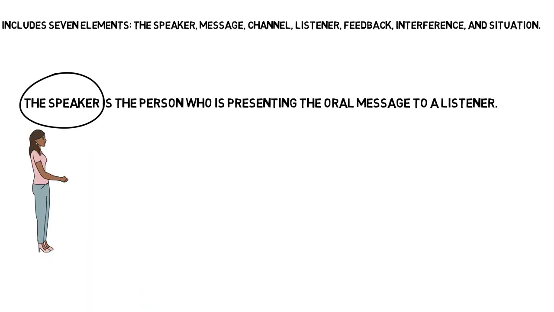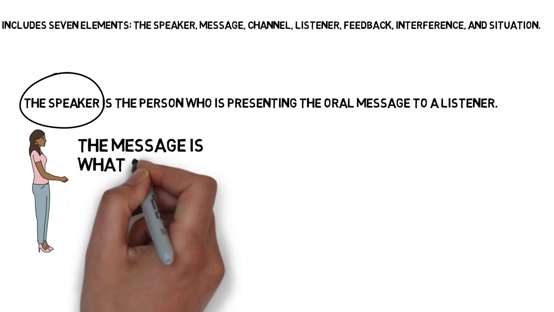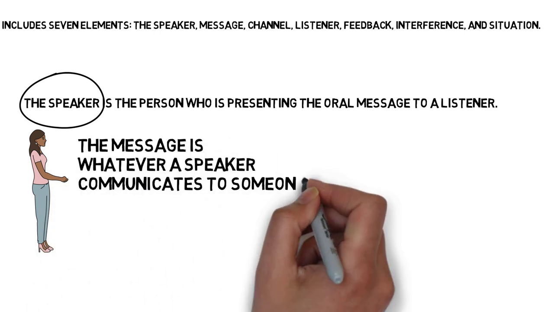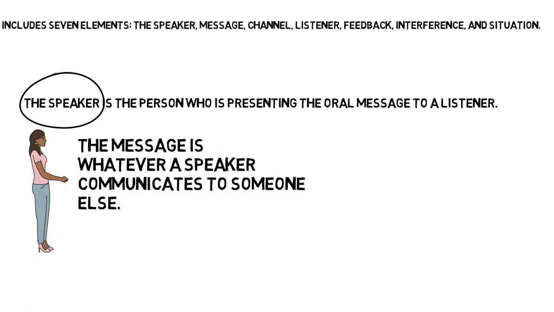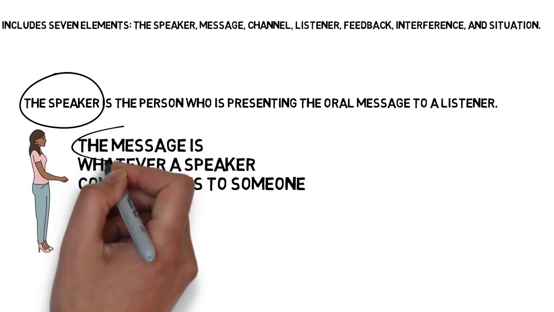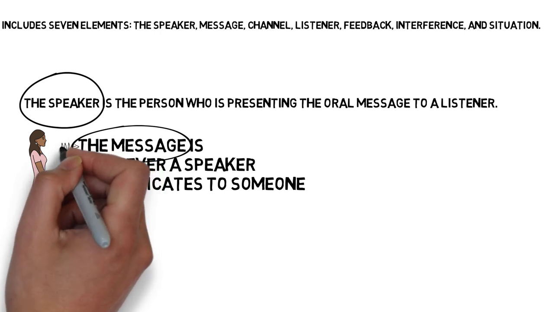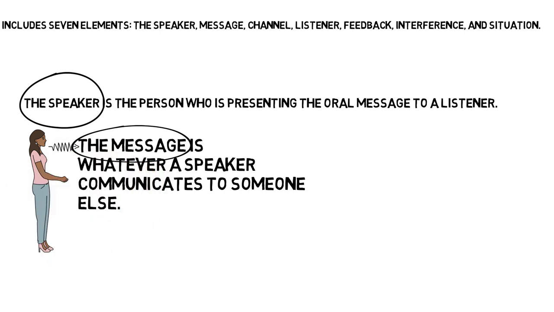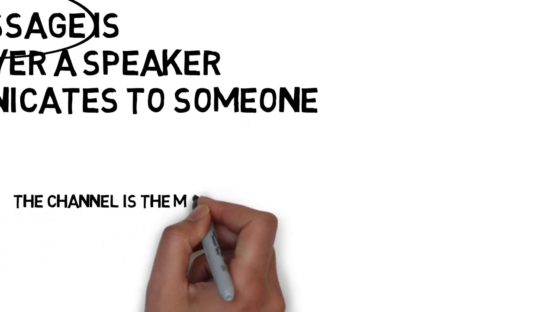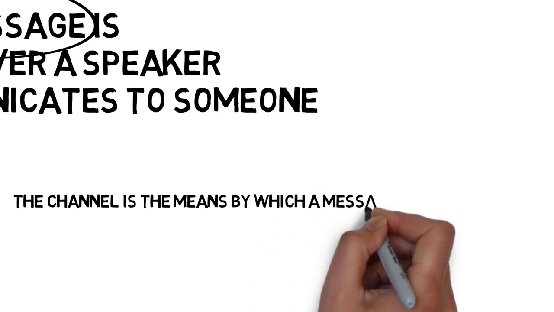The message is whatever the speaker communicates to someone else. The message includes both what you say verbally as well as how you say it nonverbally. The message is affected greatly by organization, vocal and physical delivery, and making sure that the nonverbal delivery doesn't distract from the verbal message. The channel is the means by which the message is communicated.